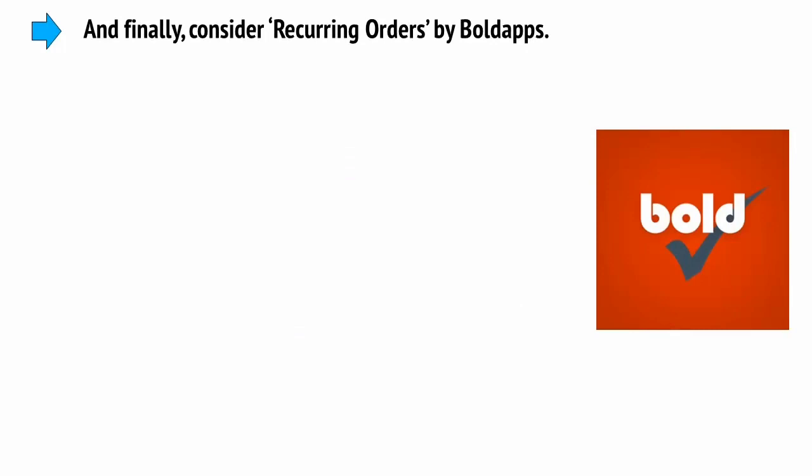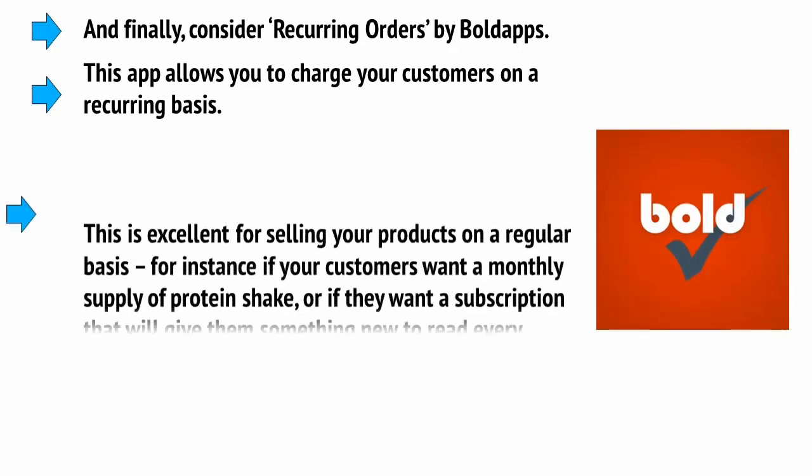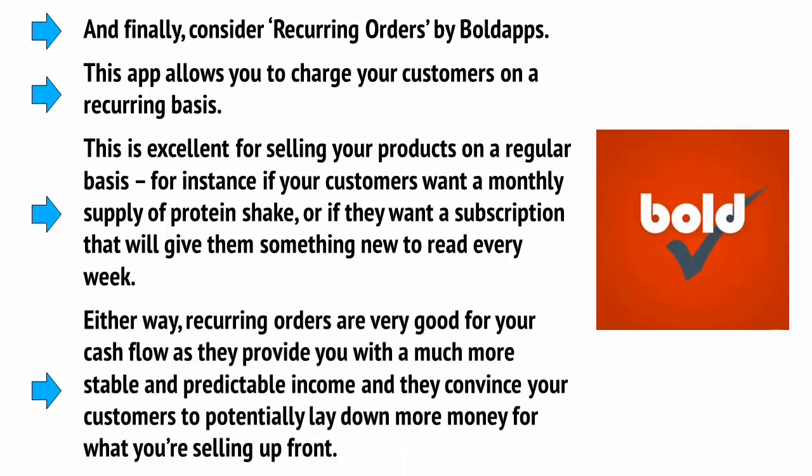And finally, consider recurring orders by Bold Apps. This app allows you to charge your customers on a recurring basis. This is excellent for selling your products on a regular basis. For instance, if your customers want a monthly supply of protein shake or if they want a subscription that will give them something new to read every week. Either way, recurring orders are very good for your cash flow as they can provide you with a much more stable and predictable income and they convince your customers to potentially lay down more money for what you're selling up front.